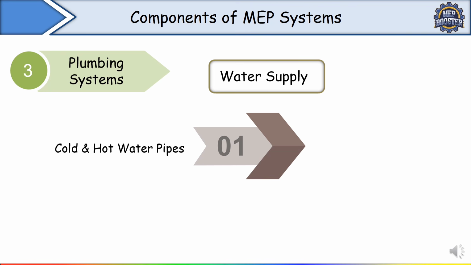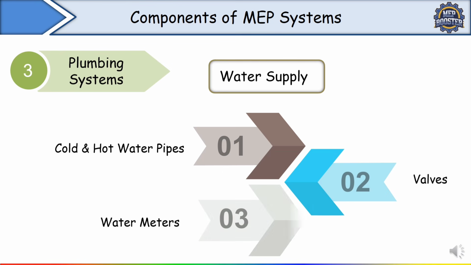Okay, so under water supply, first we have to discuss the cold and hot water pipes, then the different types of valves which we are using in our plumbing system, like shut-off valves, which allow the water supply to be turned off for maintenance or emergency. Different types of valves are there, like pressure regulating valves. The next thing is the water meter. Generally this water meter measures the amount of water used for billing purposes. So under water supply we have to discuss these things. Is it clear?